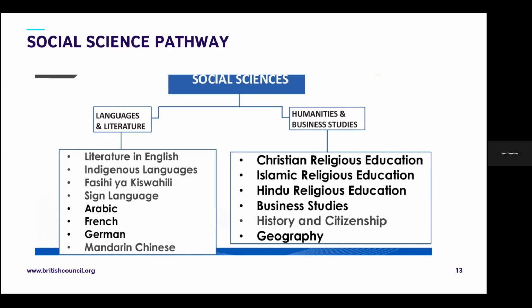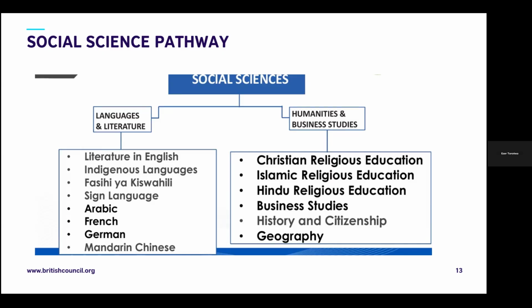And in this, it has two elements, the element of languages and literature. Then we have the element of humanities and business studies. As listed there, in languages, we have literature in English. We have indigenous languages, you can mention them. We have Fasihi ya Kiswahili, sign language. We also have these foreign languages listed there: Mandarin, German, French, and Arabic.